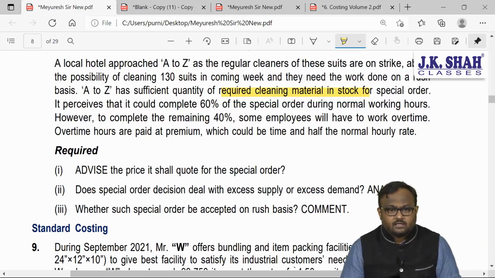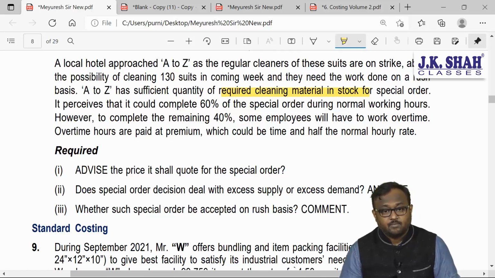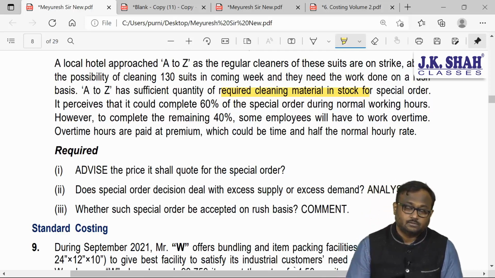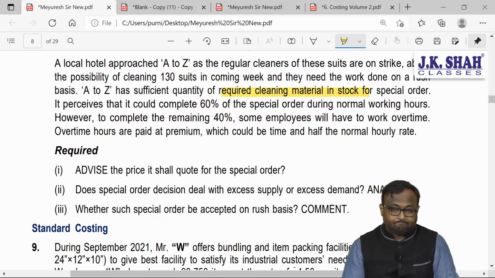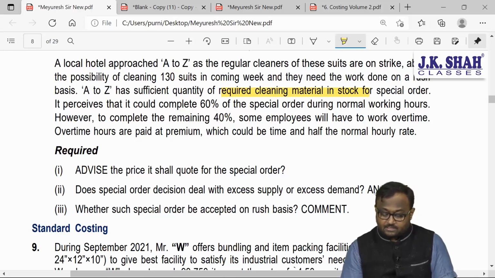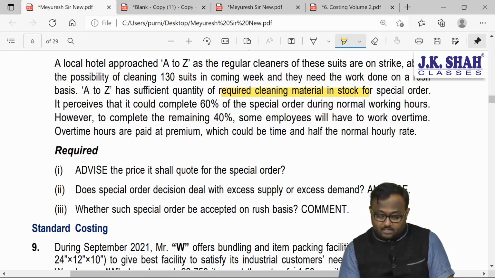It perceives that it could complete 60% of the special order during normal working hours. However, for completing the remaining 40%, some employees will have to work overtime. Overtime is paid at a premium, which is time and a half of the hourly rate. Okay. Advise the price it shall quote for the special order. Does the special order decision deal with excess supply or excess demand? Whether such a special order should be accepted on rush basis? Comment.